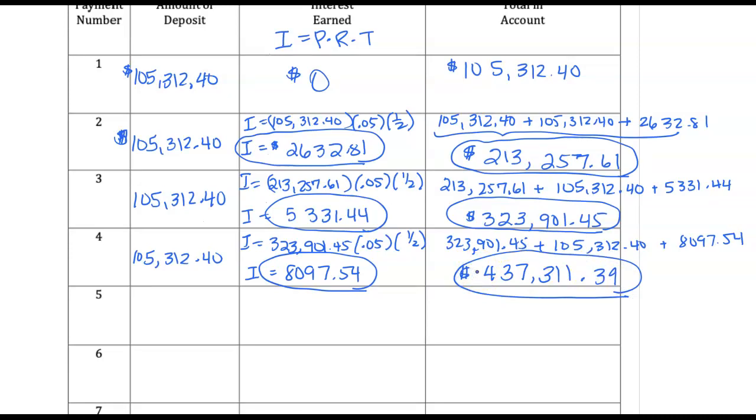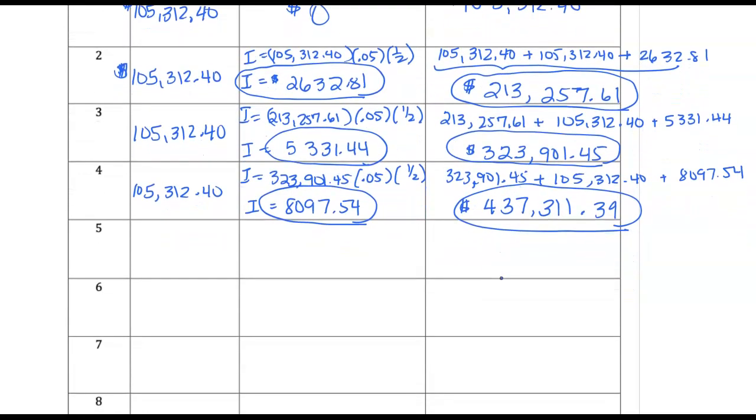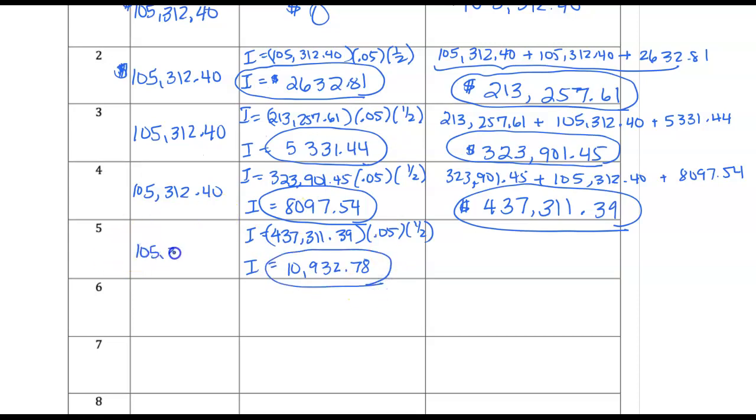Something just to take a step back and notice here that we're about halfway through our table, and we're about halfway through accumulating our $920,000 that was needed in the account. Okay, let's keep going. Row 5, we're going to take that new balance times our 5% times our half of a year for an interest of $10,932.78. Make our same payment.